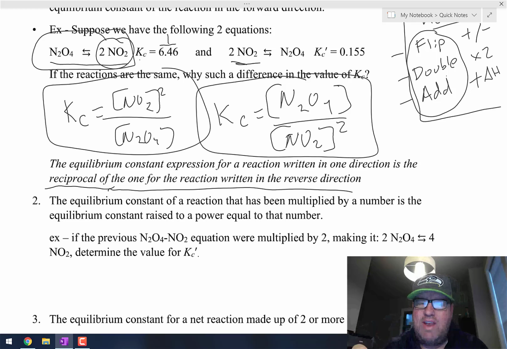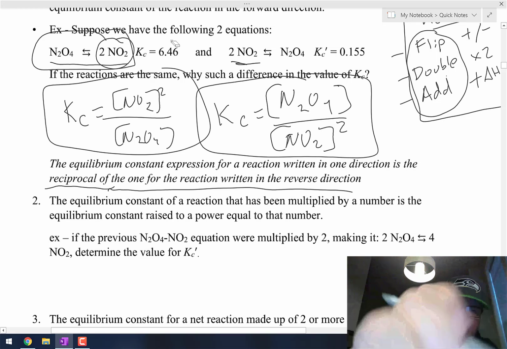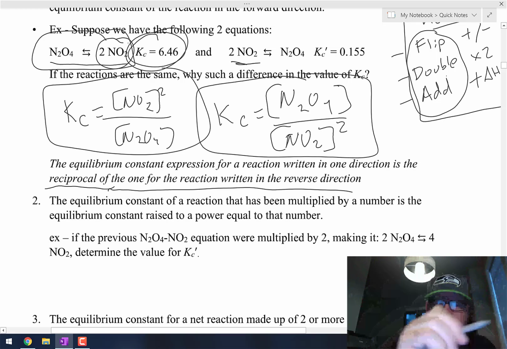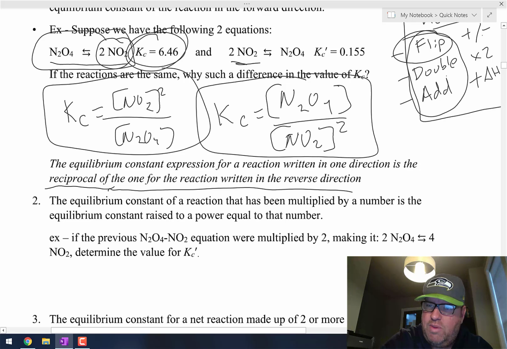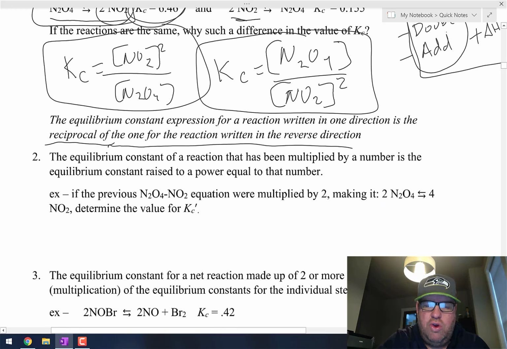Remember, you can never have a negative equilibrium constant. It couldn't be, for example, negative 6.46. That never happens. The lowest equilibrium constant you can have is very, very close to 0. It can never be 0. It can never be less than 0. So this idea of taking the positive or negative of it when you flip it doesn't happen. Okay, number 2, what else can you do? What happens if you double everything?